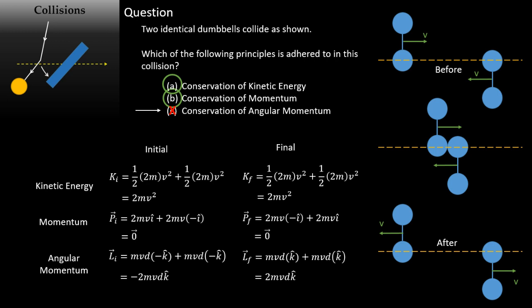Okay, so what happens afterwards? Well, what happens afterwards is you can see that the dumbbells have the opposite character. Rather than going clockwise as they originally were, they're going counterclockwise. But otherwise, everything else is the same. So because they've switched that direction, because they're now going counterclockwise in character, you have 2mvd.